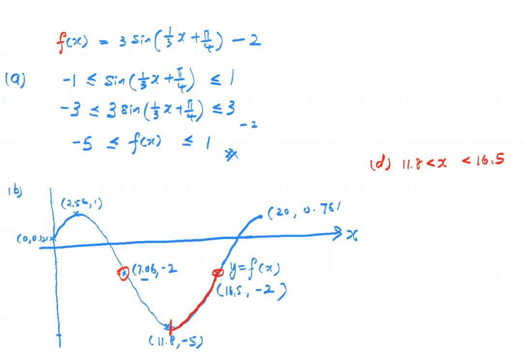Go back to the graph. Decreasing with increasing rate. Decreasing with increasing rate. It have to be this part, going down. So part 2, your x is between 2.56 and 7.06. See or not?